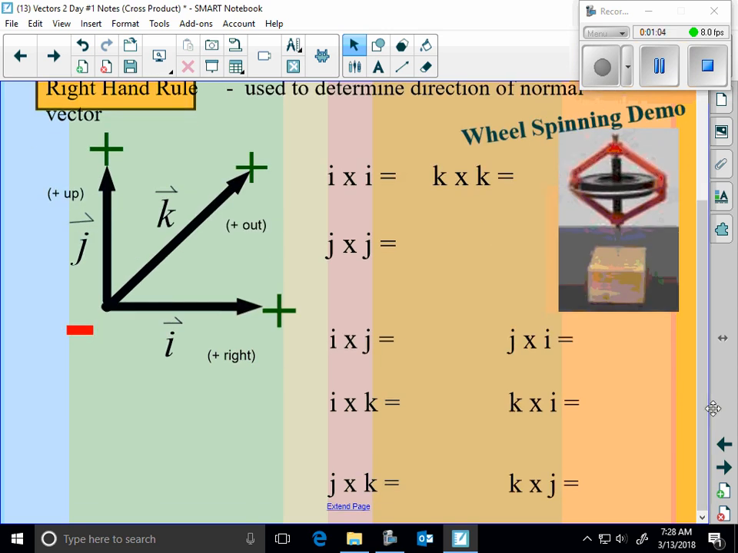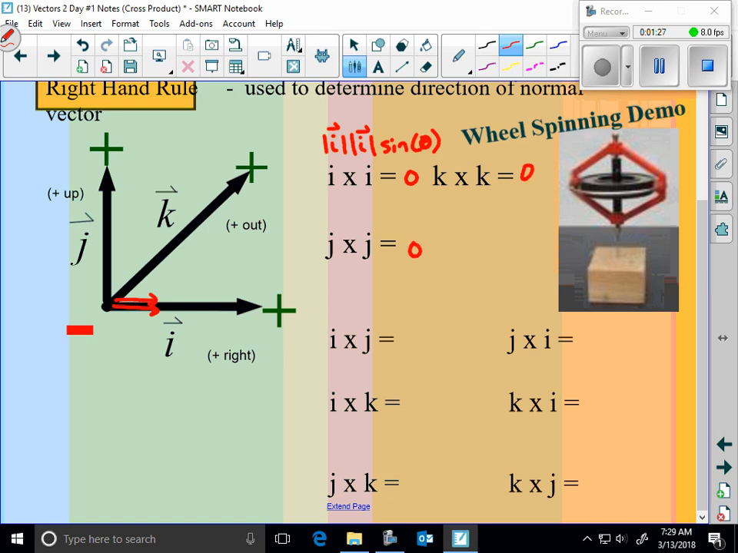Now, vector I and vector I have an angle of 0 between them. So I cross I is going to be the magnitude of I, which is 1, times the magnitude of I, which is 1, times the sine of the angle between them, which is 0. And the sine of 0 is 0, so that'll be 0. Same thing will happen with K. Same thing will happen with J.